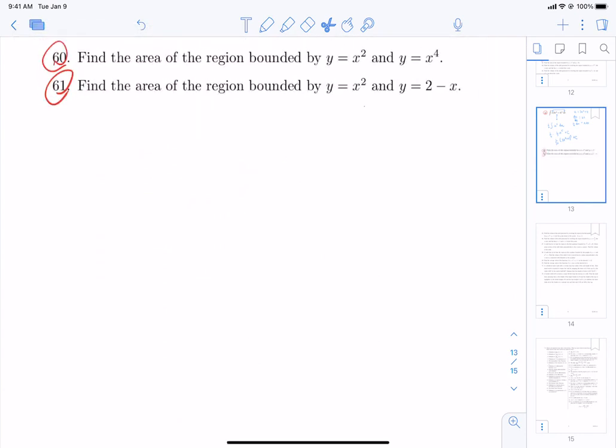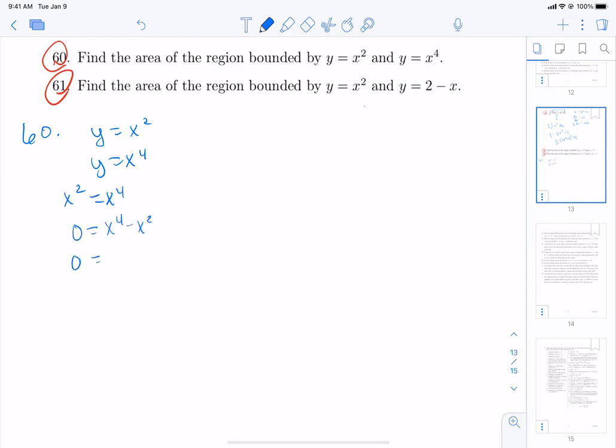Okay. Anytime they ask you to find the area between two curves, you have to have at least a fairly accurate graph. Okay, so let's start with 60. We have y equals x squared and y equals x to the 4th. Now it's not a bad idea to set them equal to each other, solve them to make sure you know the exact points at which they meet. So they meet at 0 and plus or minus 1.